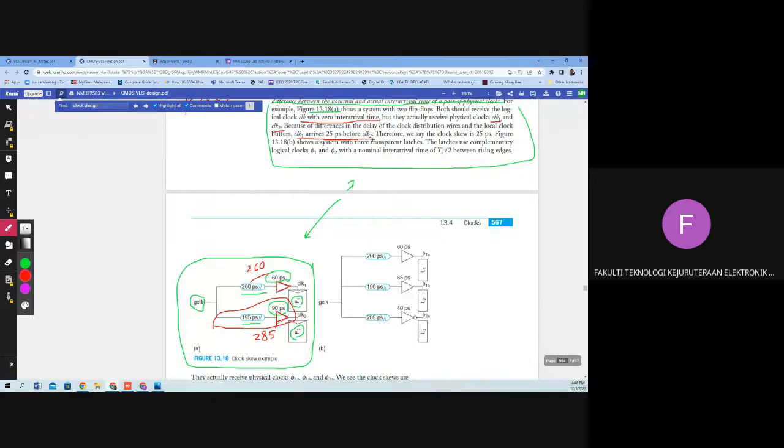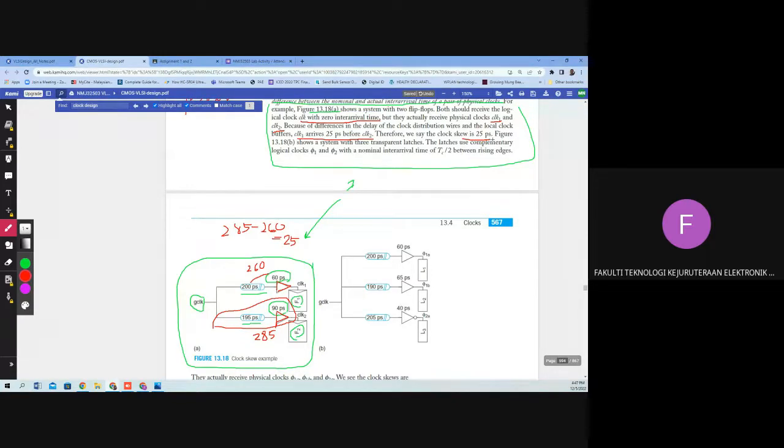How do you get it? Because this path is faster compared to that one, so the difference is 285 minus 260, which is 25. This means that clock number 1 arrived earlier than clock number 2, because its delay is shorter than that of clock number 2. Therefore, we say that the clock skew is 25, and that's how we determine the clock skew: the difference in the clock arrival time.